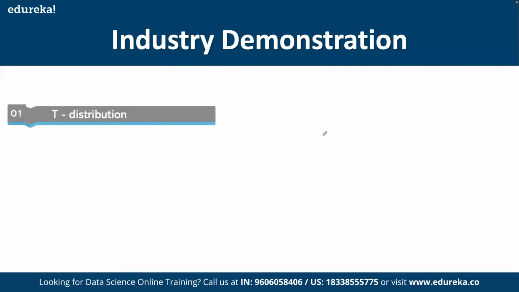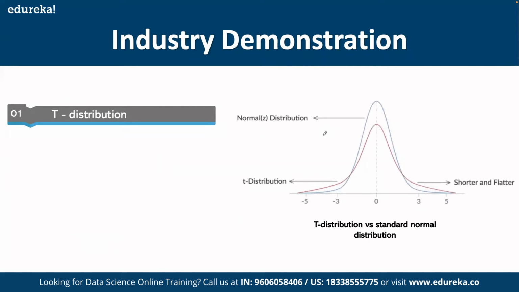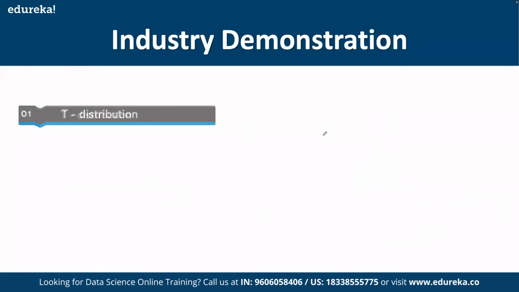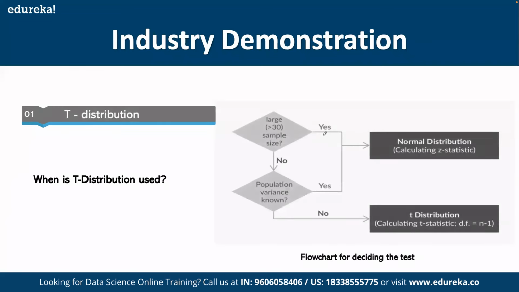And apart from that, we've got the t-test and the t-distribution. This is a diagram which describes the t-distribution. The t-distribution is a little bit shorter and flatter. At sample sizes beyond 30, the t-distribution becomes approximately equal to the normal distribution. We use the t-distribution when calculating the t statistic with degrees of freedom n minus 1.